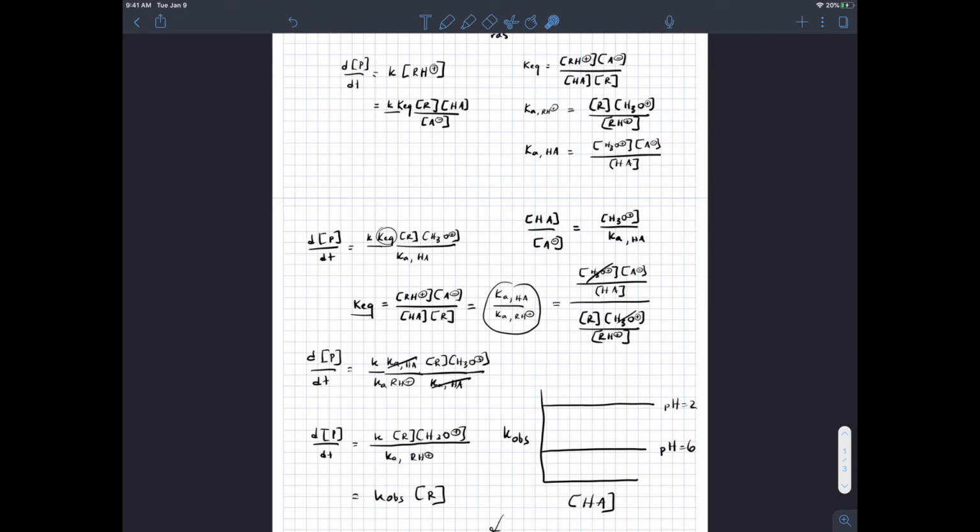Okay, so we could do the same for specific base catalyzed reactions, but we won't. The math's in your text and you can look at it there. But in the same way, the rate of a specific base catalyzed reaction depends only on pH.